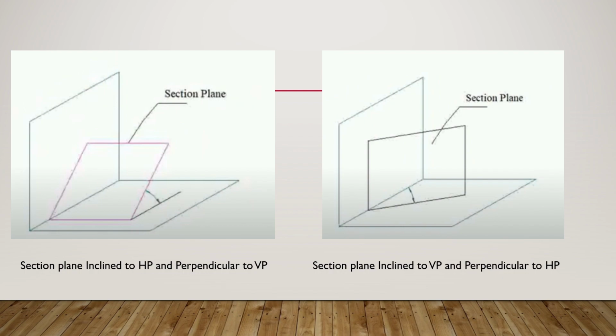And in the remaining two, the section plane is inclined to either the horizontal plane or the vertical plane and perpendicular to the other reference plane. In these examples we will not get the true sectional area. It means we can see only the apparent sectional view either in front view or in top view.